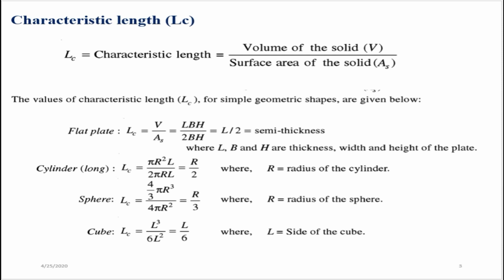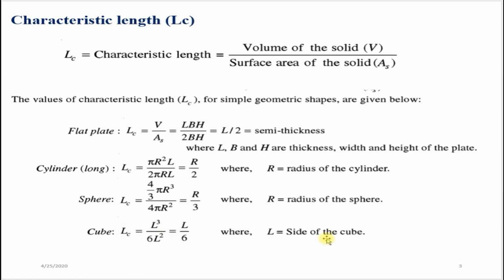For a flat plate, the characteristic length is equal to L by 2. For a cylinder, the LC value becomes R by 2, where R is the radius of the cylinder. For a sphere, the LC value is R by 3, where R is the radius of the sphere. Coming to cube, the LC value is L by 6, where L is the side of the cube.